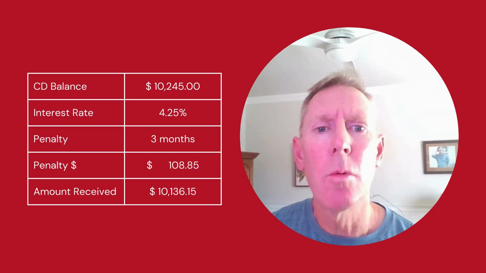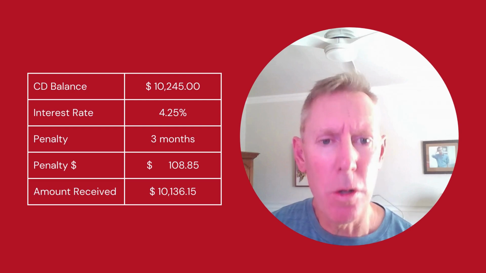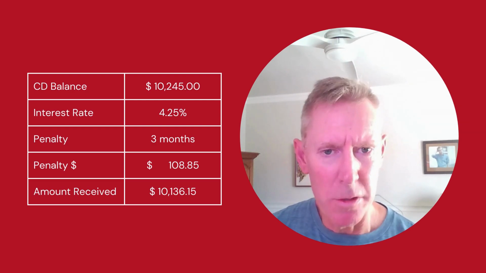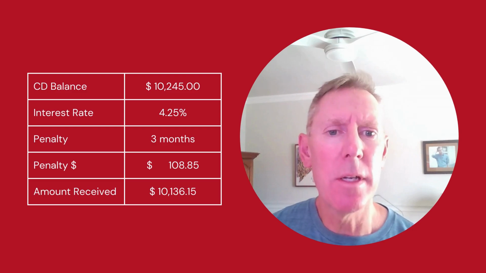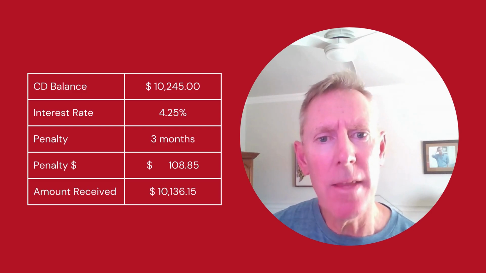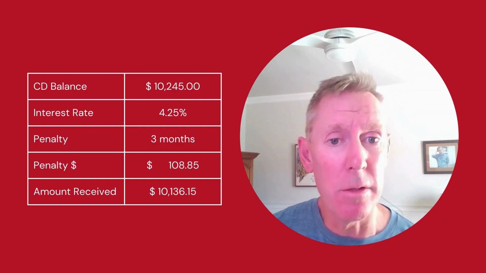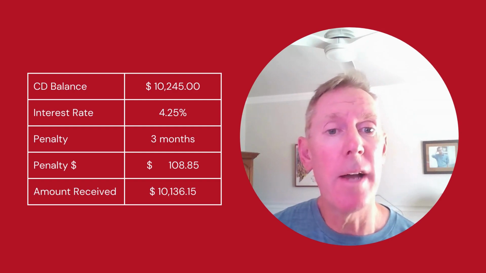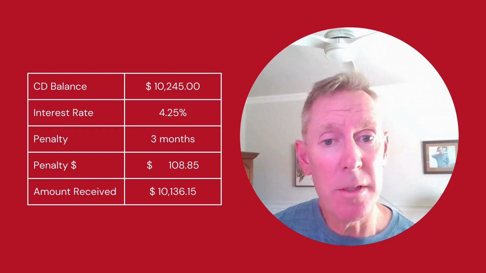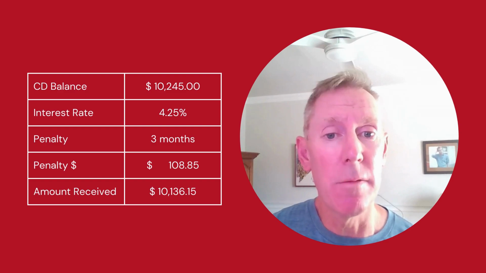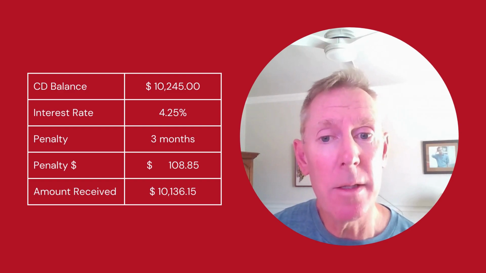Your early withdrawal penalty is based on your current CD balance, not the CD balance when you open your CD, but whatever the current CD balance is. In my example, let's say my CD balance is $10,245, and my fixed interest rate on this CD is 4.25%. The bank's policy is a 3-month interest rate penalty if I close my CD before the end of the term. So how do I calculate the penalty?